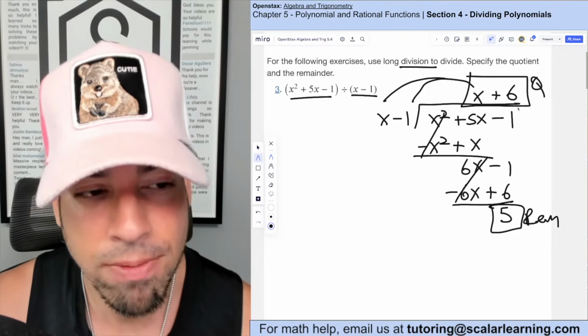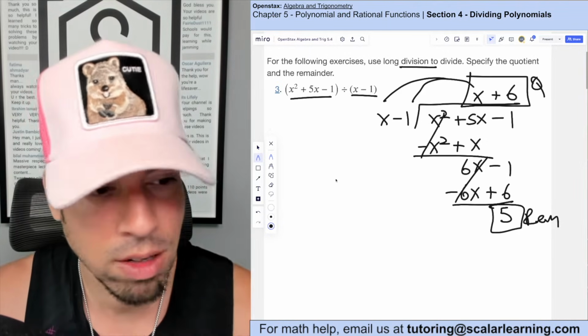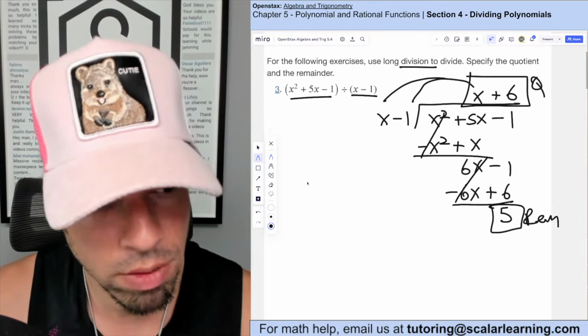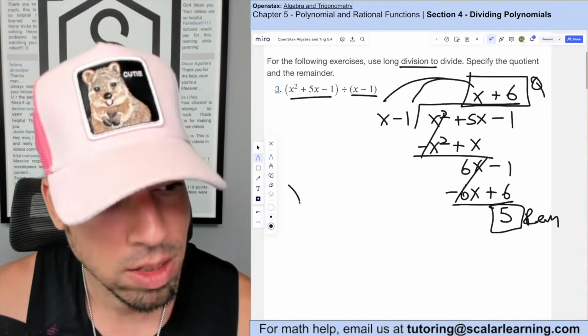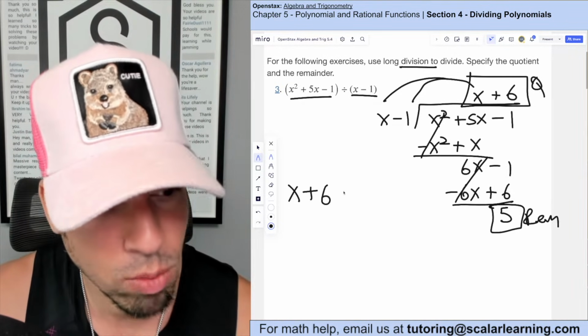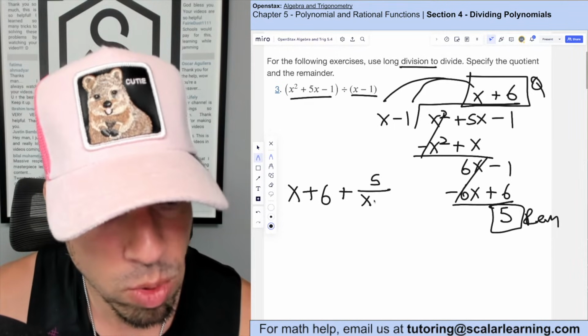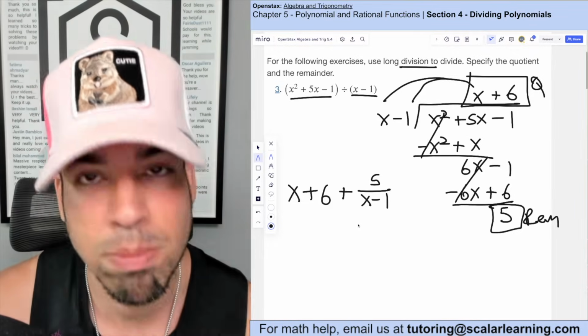And to write our final answer, once we complete the division, just like if you're writing out an answer for a long division problem of just numbers, it's that quotient x plus 6, and then we throw that remainder over the original divisor, x minus 1, whatever's on the outside. There's your answer. Boom, done.